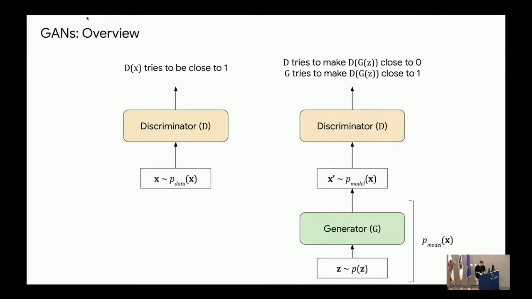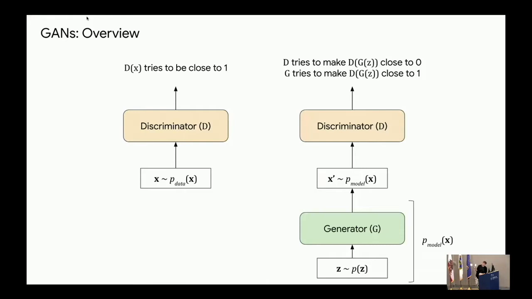So what this looks like in network form, we have this discriminator. We have two types of data that the discriminator sees. If it sees real data, it's basically trying to produce something close to one. Again, the exact loss function we'll get into, and it'll change depending on the framework.